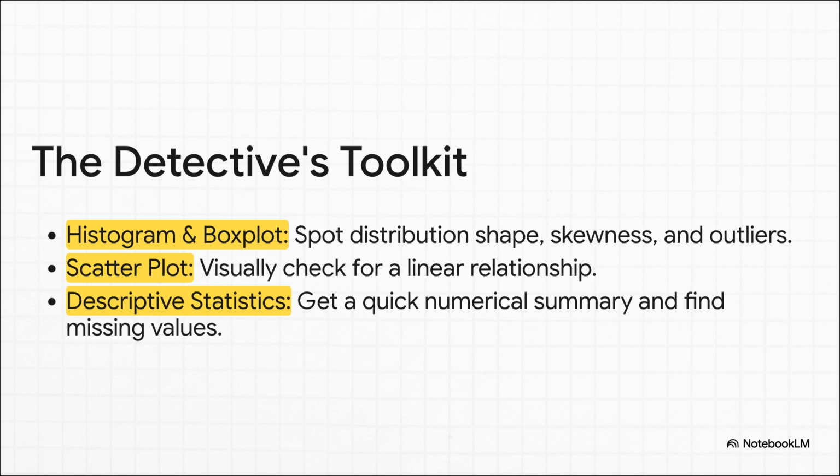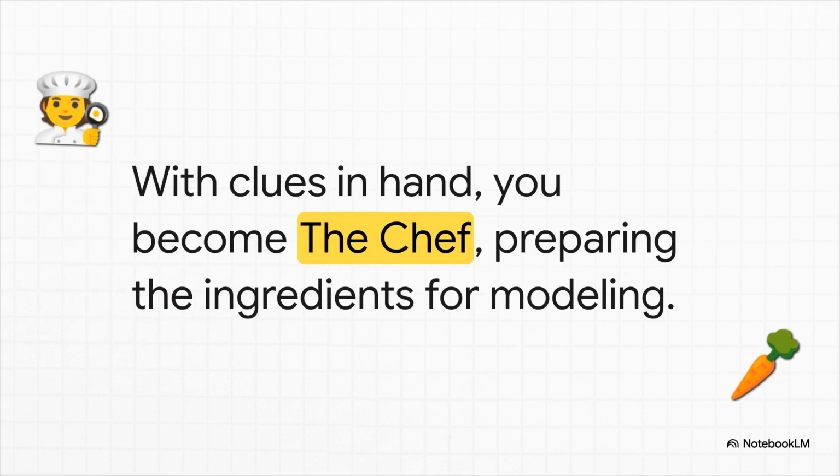First, you've got your histograms and box plots. These are great for looking at one variable at a time. You're asking, what's its shape? Is it skewed way off to one side? Are there any crazy outliers? Then, the scatter plot is your best friend for checking the relationship between one of your features and the thing you're trying to predict. You can literally just see, is there a straight line connection there? And finally, you run your descriptive stats. This just gives you that quick and dirty numerical summary, the mean, the median, and crucially, a count of any missing values.